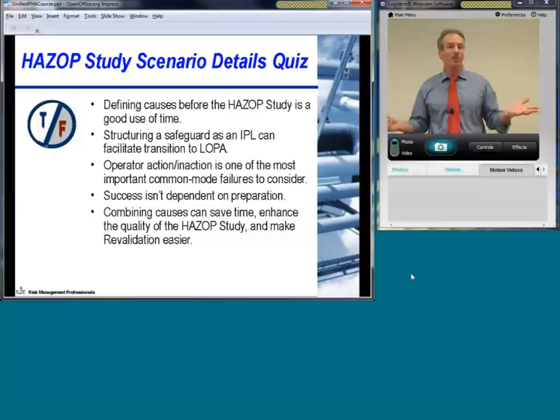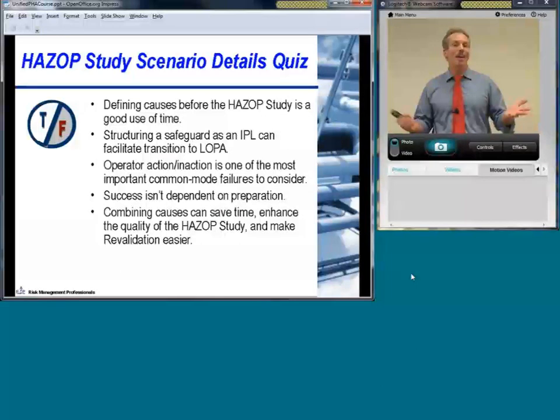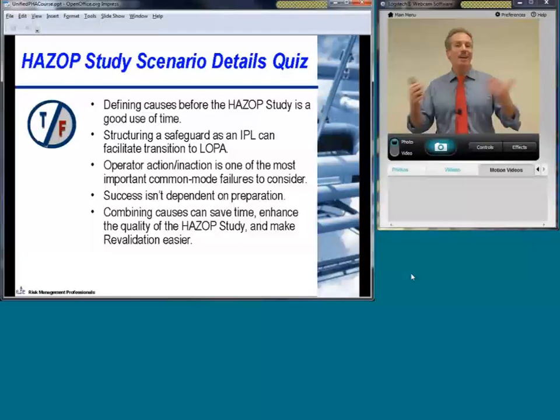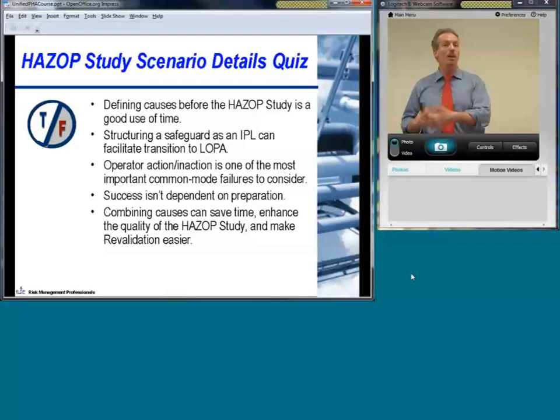Second one here: structuring a safeguard as an IPL can facilitate transition to LOPA. This is absolutely true. It's not only clear, it's logical, but it also enables you to build on that if you need to use LOPA to help with your decision-making process.